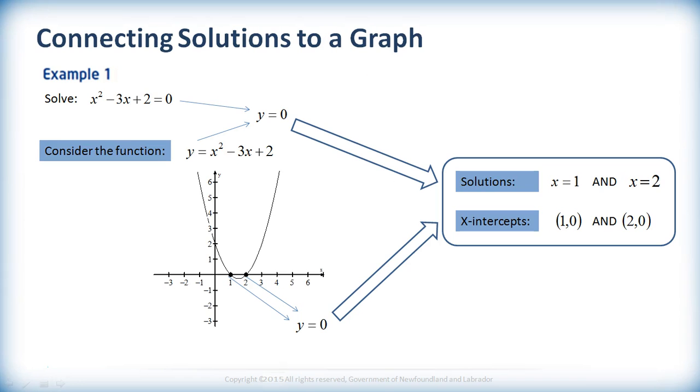Now we're going to connect what it means to solve a quadratic equation to a graph. And this is exactly what we sort of alluded to in the last slide. If I'm solving the quadratic equation x squared minus 3x plus 2 equals 0, so y's already been made 0, well, as we said before, that's the same thing as taking the quadratic function with a y in it instead of just a 0, this guy right here.